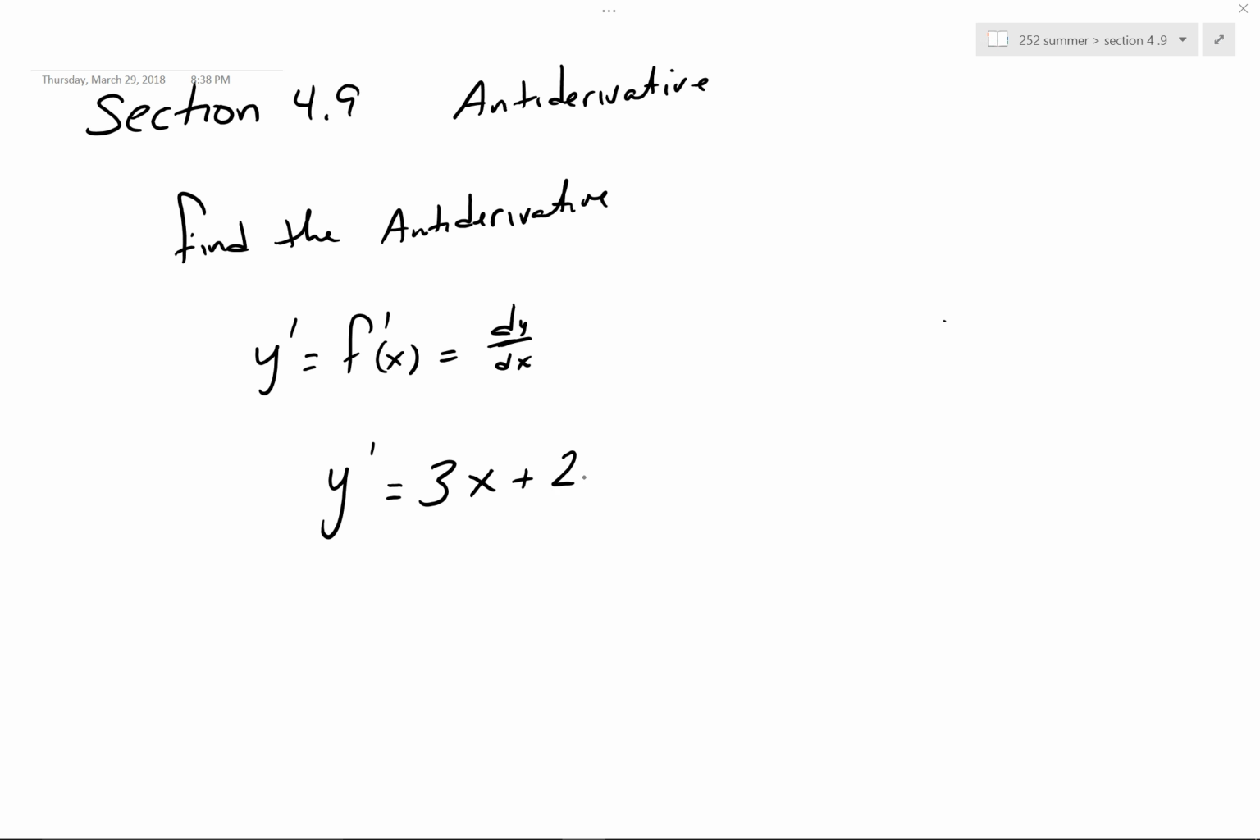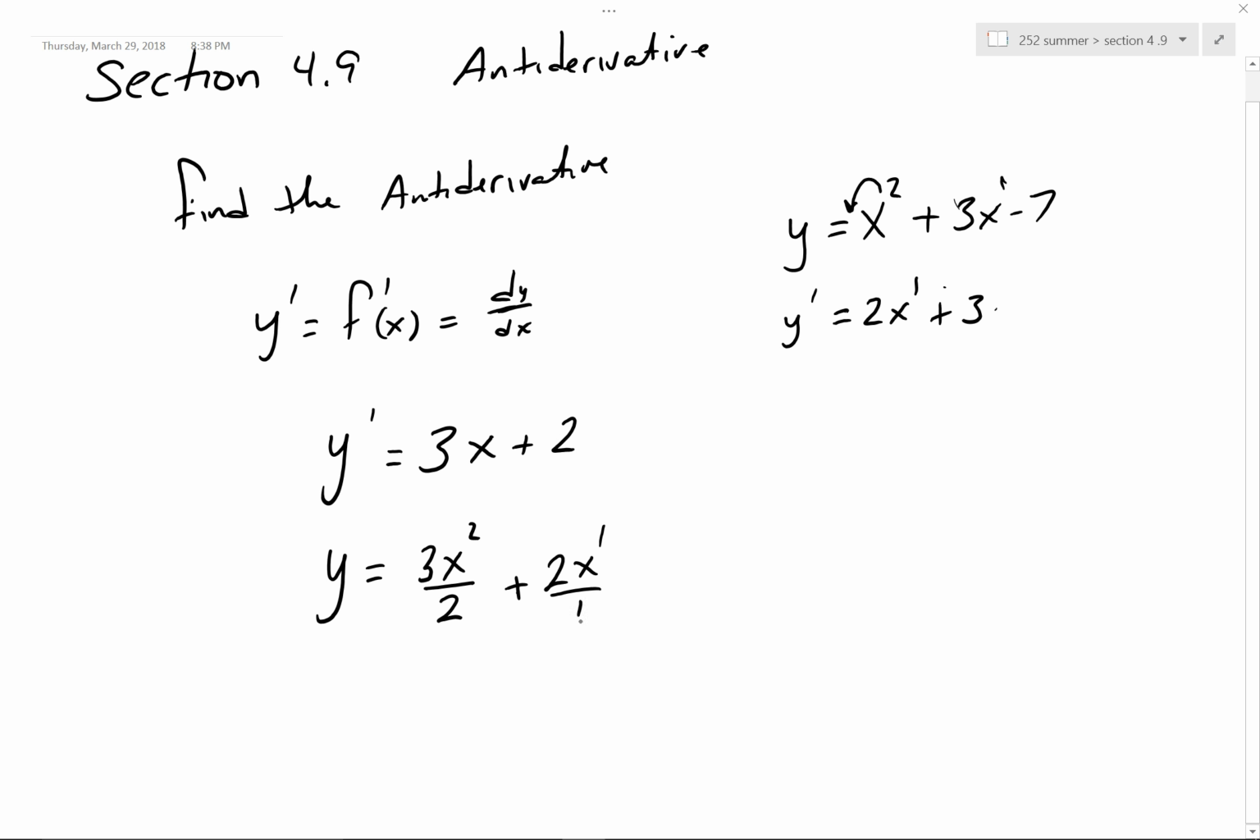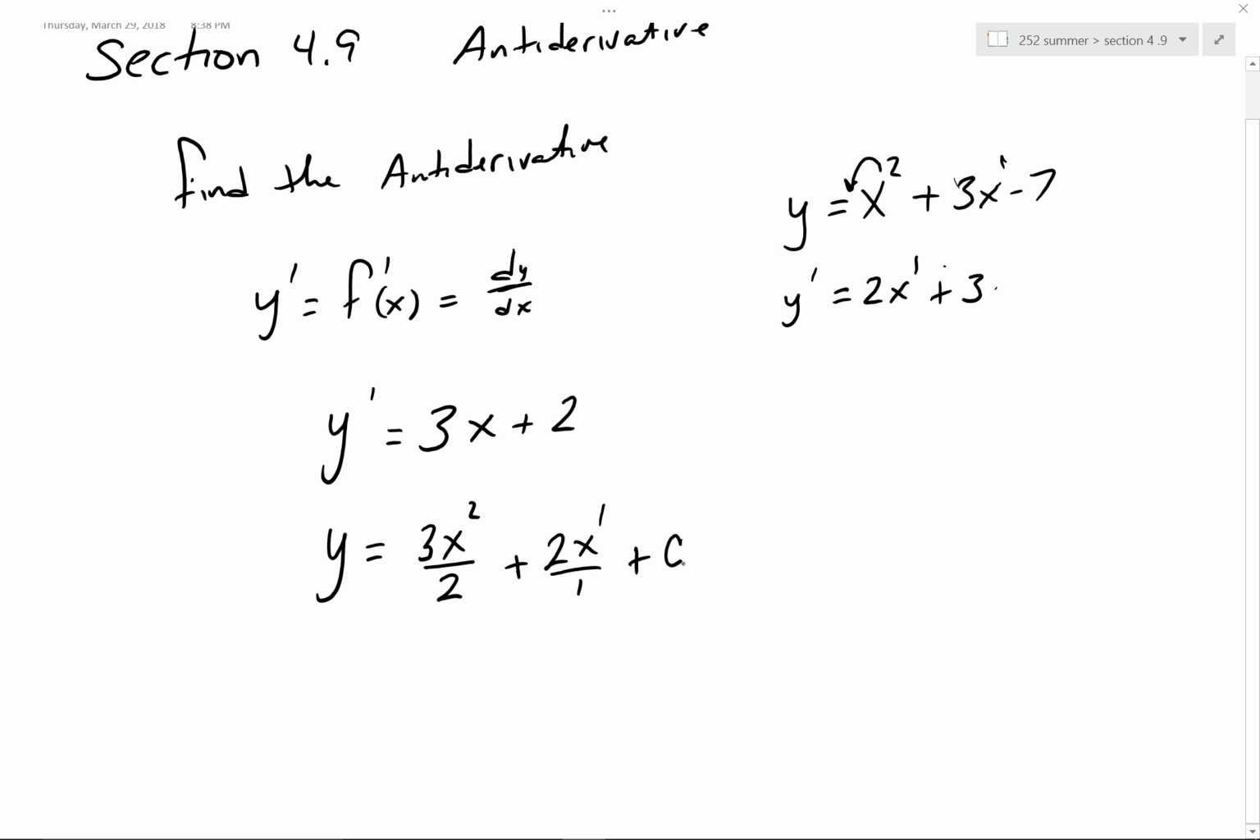So when I do the opposite of that today, we're going to say, well, this is going to be 3x to the second power. In other words, we're going to add 1 to the exponent. And then instead of multiplying, we're going to divide by that power. And we do the same thing here. It's going to be 2 times x to the first power divided by 1. I'm going to go ahead and show that. And then, of course, we're just going to put a big constant on the end of it.